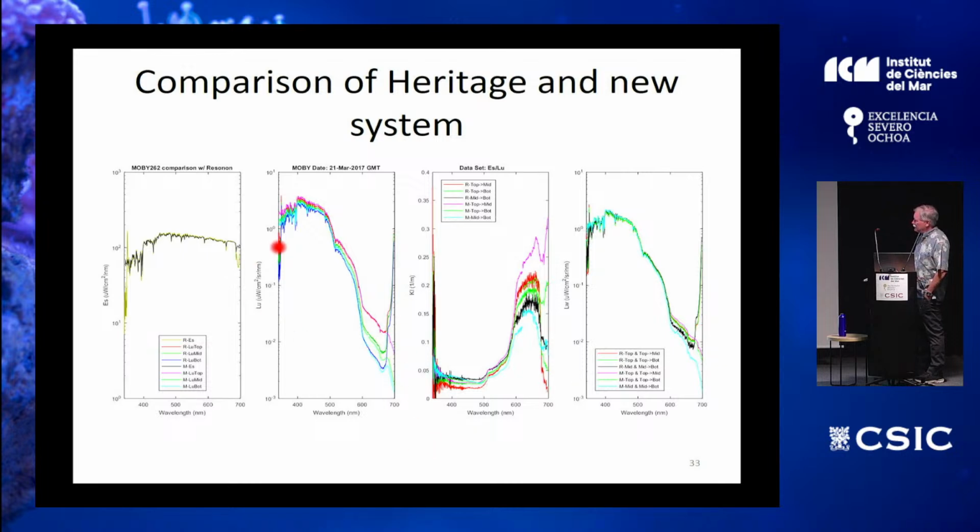We did a crossover between the new instrument and the heritage instrument, and basically the water leaving radiance here, you can see that the new instrument is the R's and the M's are the old instrument, and they basically lie right on top of each other. So we validated that the new instrument works the same as our old instrument in terms of overall quality, so we can maintain our data record that we've got.